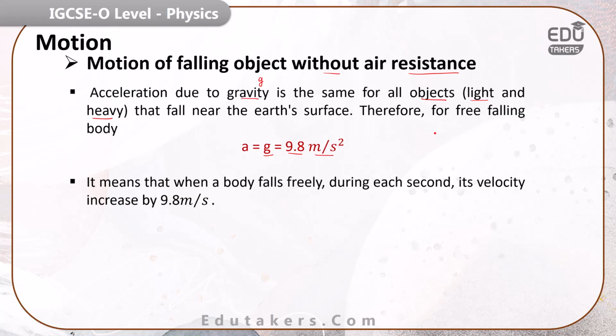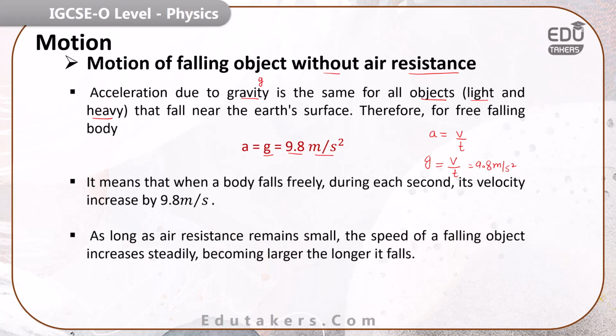I can simply write here, as you know, acceleration is change in velocity over time, v over t. So if I replace a with g, which is acceleration due to gravity, I write here v over t, and its value is 9.8 meter per second square. Now I am going to rearrange this equation. g is equal to v over t. It would be 9.8 meter per second over 1 second.